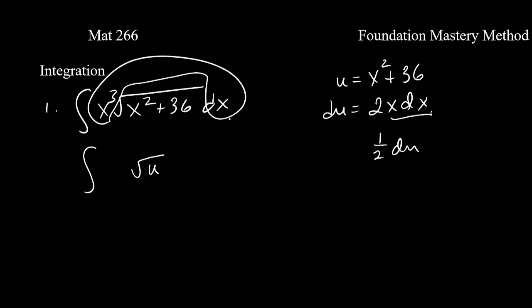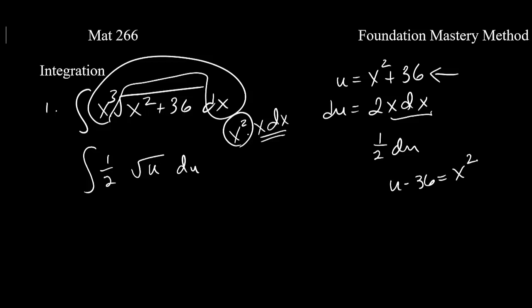So we're going to think about this x cubed dx as an x squared times x dx. The x dx we replace with 1/2 du, leaving us with an x squared. Well, x squared we can express in terms of u by subtracting 36 from both sides, and we'll have that u minus 36 equals x squared. Of u minus 36 times the square root of u du.